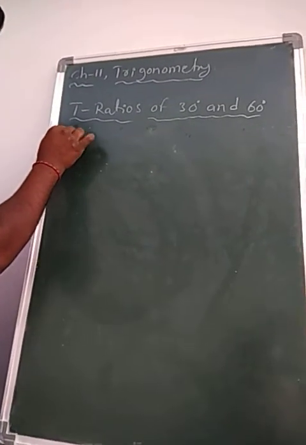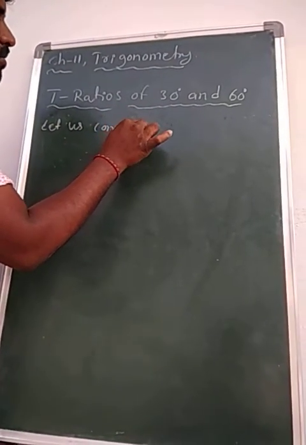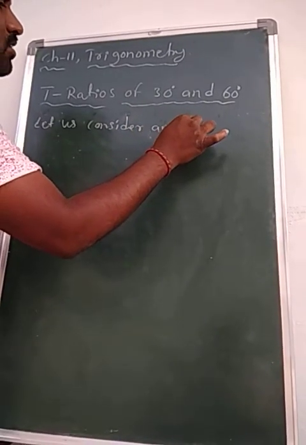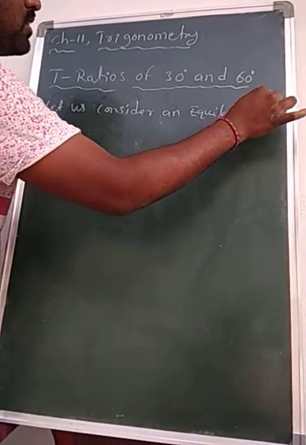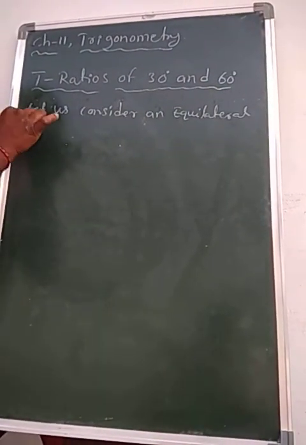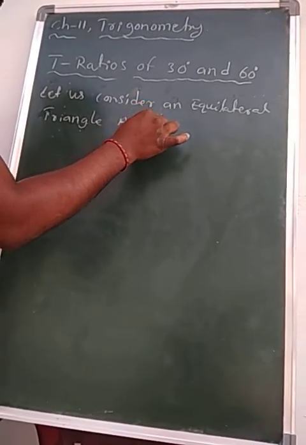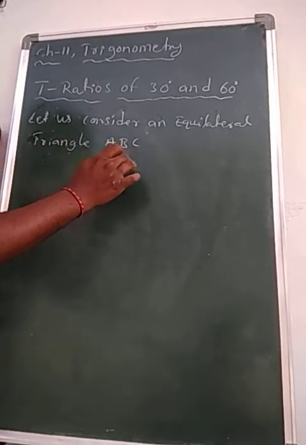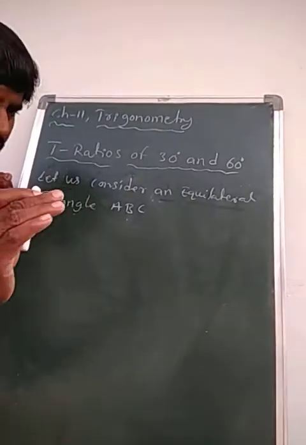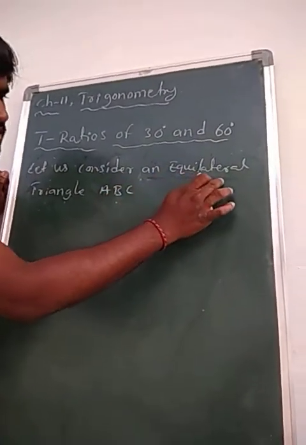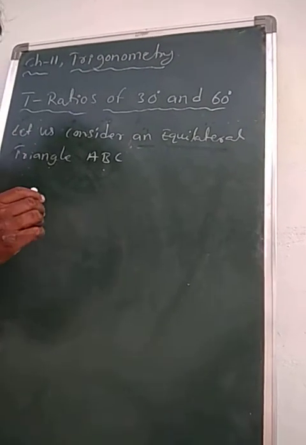Okay. Let us consider an equilateral triangle ABC. Okay, so we know in an equilateral triangle each side is the same. When three sides of a triangle are equal in length, then we call it an equilateral triangle.